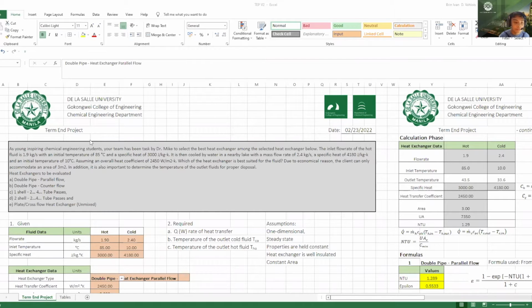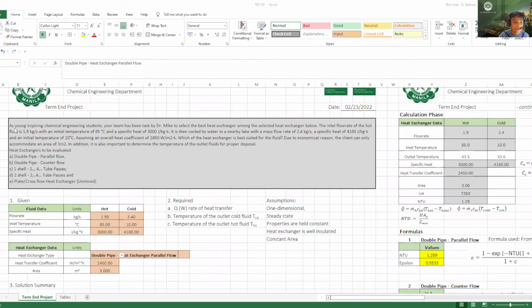For our term project, our problem is: as young, aspiring chemical engineering students, your team has been tasked by Dr. Mike to select the best heat exchanger among the selected heat exchangers below. The inlet flow rate of the hot fluid is 1.9 kg per second with an initial temperature of 85 degrees Celsius and a specific heat of 3000 joules per kilogram Kelvin. It is then cooled by water from a nearby lake with a mass flow rate of 2.4 kg per second, a specific heat of 4100 joules per kilogram Kelvin, and an initial temperature of 10 degrees Celsius.